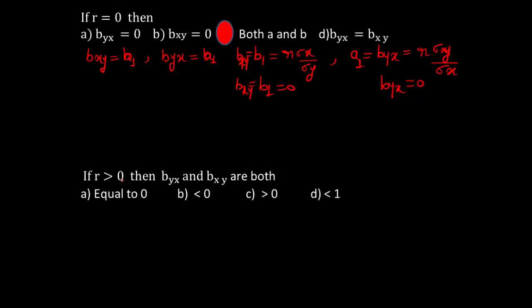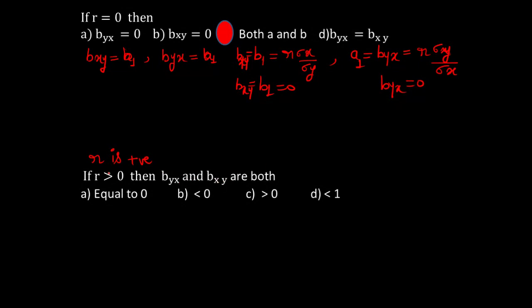If r is greater than 0, next question, then byx and bxy are both what? The options given are equal to 0, less than 0, greater than 0, less than 1. Now what do we mean by r greater than 0? R greater than 0 means r is positive. So we know the relationship between r, byx and bxy. What is the relation between r, bxy and byx?